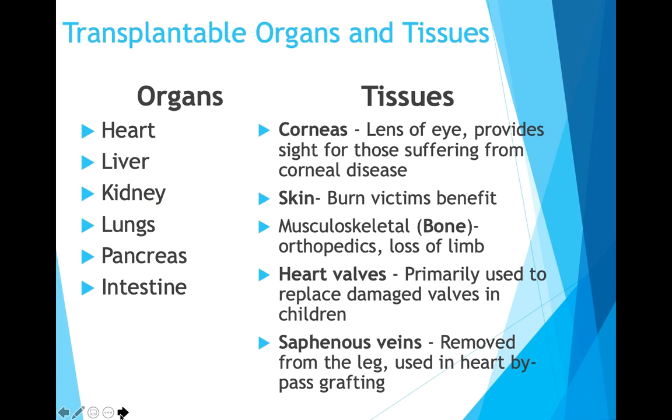So as I talked about, some of the transplantable organs and tissues. Let's just do the tissues. Again, the corneas, the lens of the eye is transplanted, and this provides sight for those that have corneal disease. Skin goes to burn victims. I spoke about the bone going for orthopedics or for a loss of a limb. Heart valves, mostly to replace heart valves in children. And then again, the saphenous veins, and we discussed the organs.